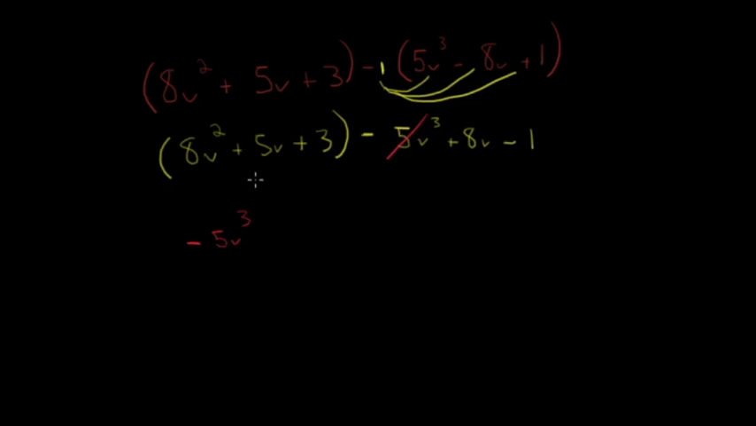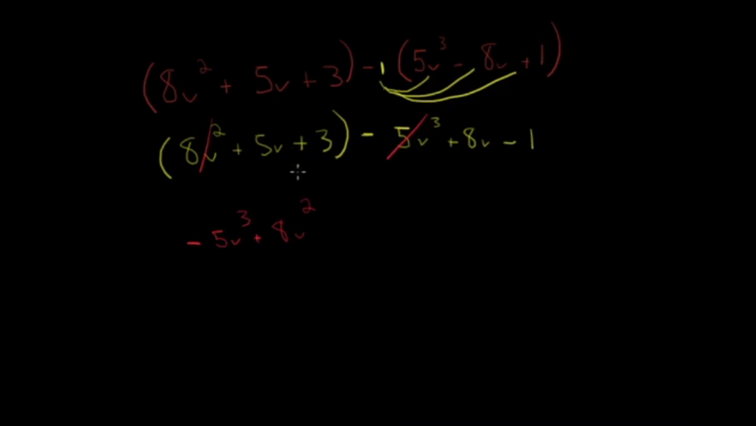I have an 8v squared right here, and I don't really see any other squares. I saw a cube, but we got rid of that. A cube is not the same as a square. So I have an 8v squared here, so this is plus 8v squared. I've done that, so we got rid of the 8v squared.